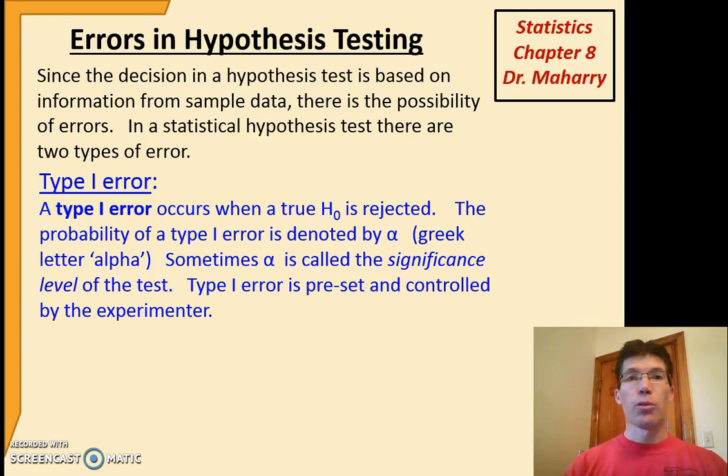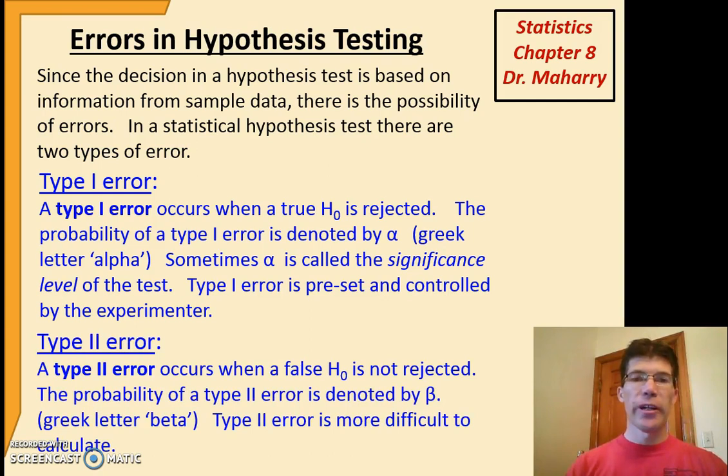Now alpha is preset. Remember, in our hypothesis testing procedure, at the beginning when we set our null and alternative hypothesis, we determine what alpha is. Typically alpha is 0.05, sometimes 0.01. So we can generally control type 1 error at the beginning of our experiment.